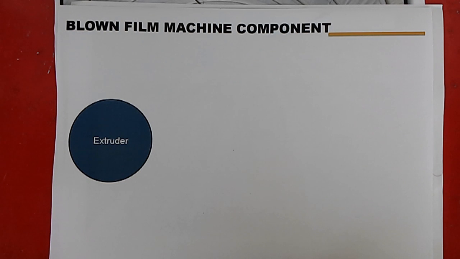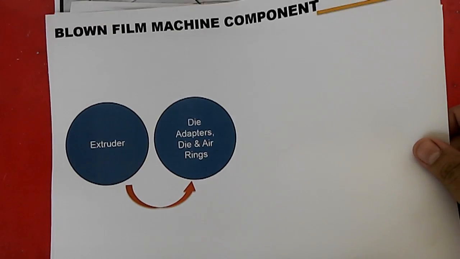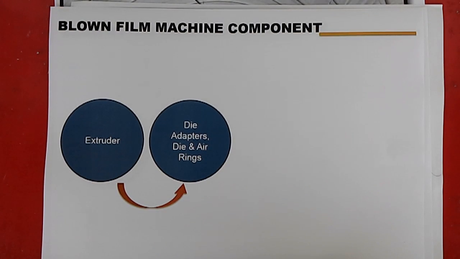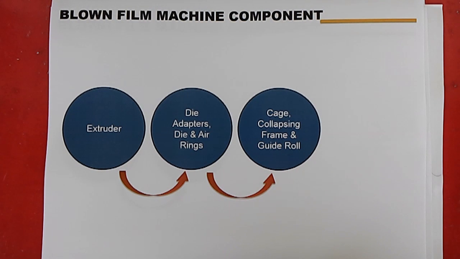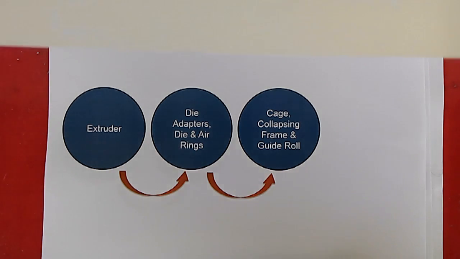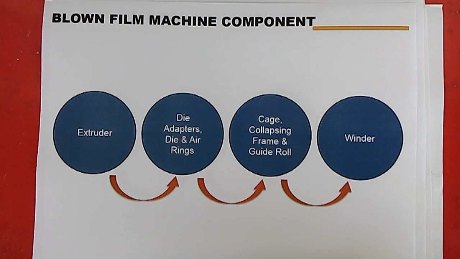First, the extruder. The extruder will heat raw solid material into molten plastic. The molten plastic is then shaped into a balloon bubble with die adapters, die, and air rings. The balloon bubble is then turned into plastic film when it goes through the cage, collapsing frame, and guide roll. Last, the film will be rolled up at the winder before going through the finishing process. Next, we will show you the details about the blown film components.